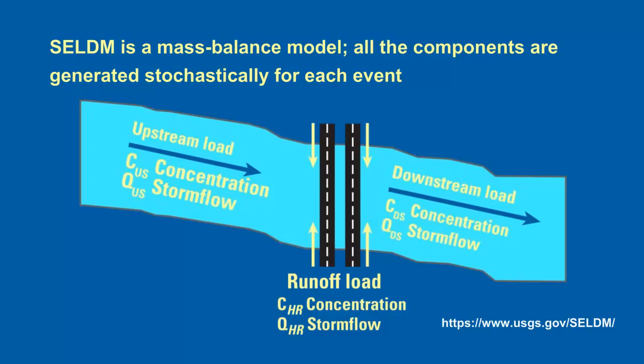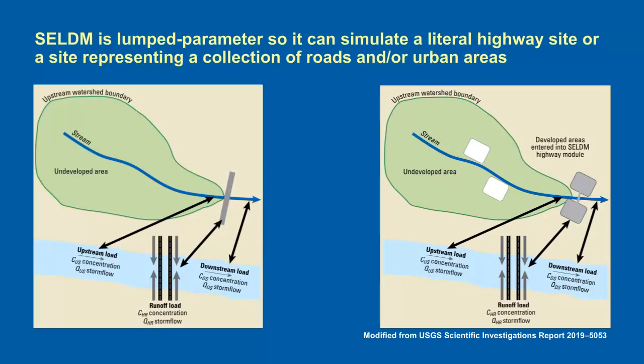SELDM is designed to produce a population of events representing the combinations of variables that may occur over a 20 to 40 year period. SELDM is a lumped parameter model, so it can simulate a literal highway site or a site representing a collection of roads and/or urban areas.